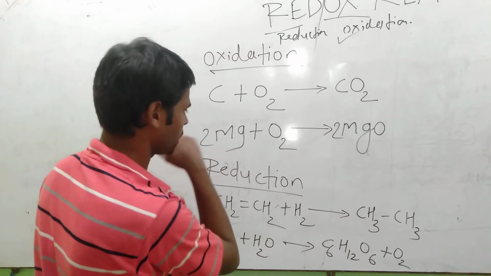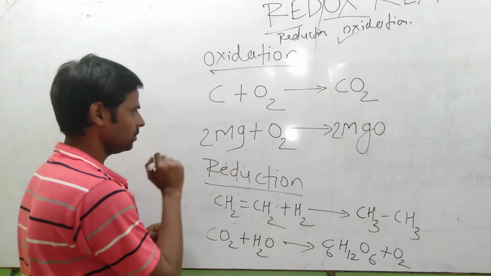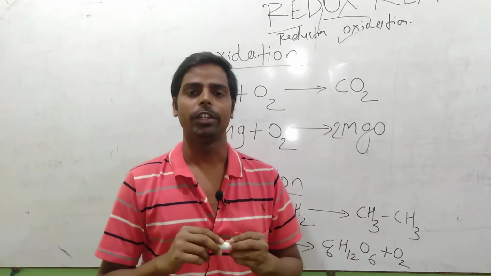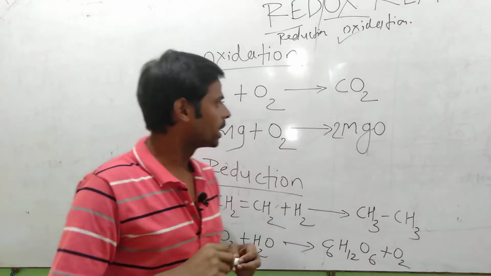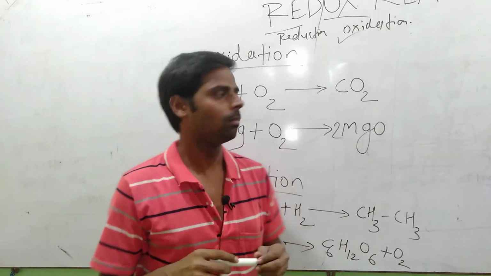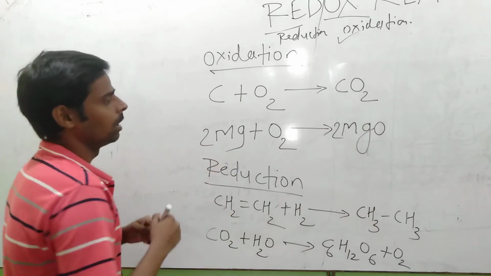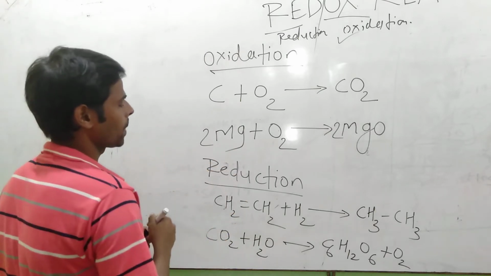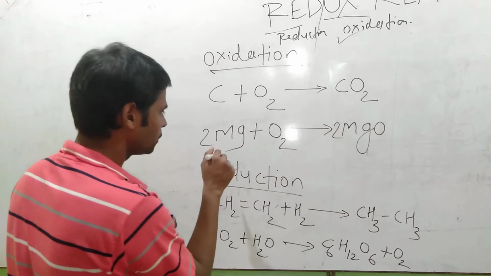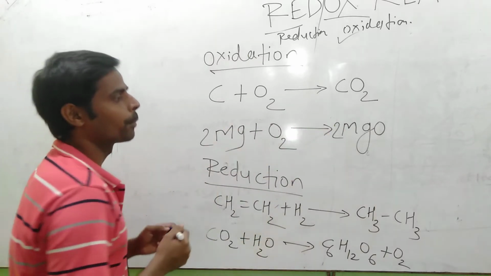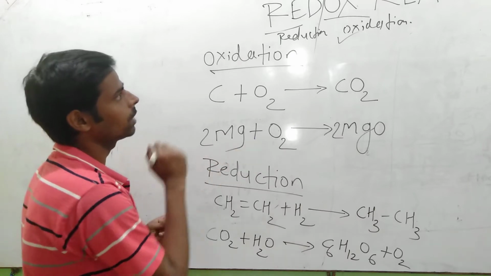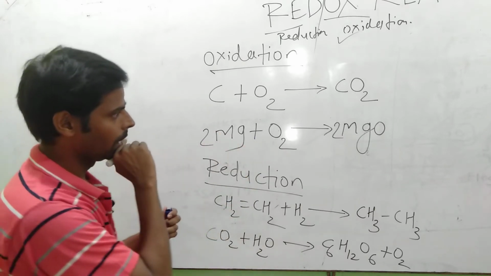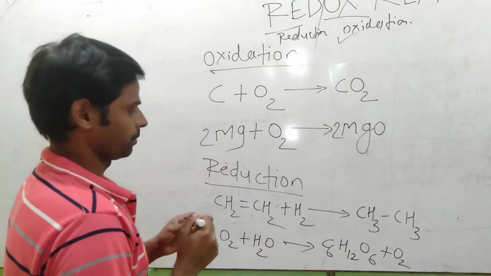If I give you another example, when we burn magnesium ribbon in the presence of oxygen, it gives 2 MgO, magnesium oxide. Here also oxidation takes place. Oxygen is added to the reactant to form the product. This is also an example of oxidation, adding of oxygen.